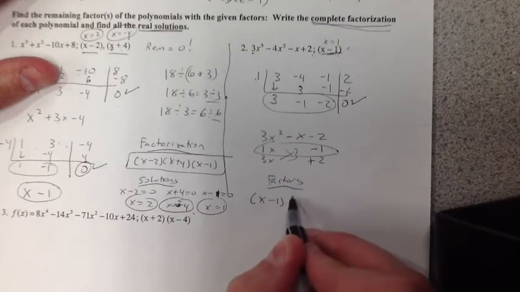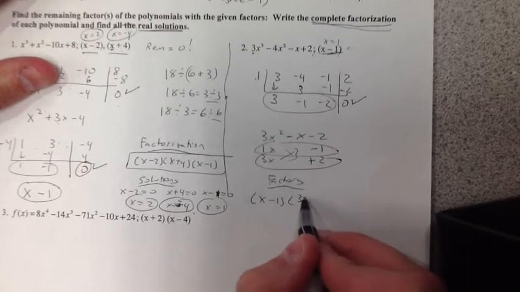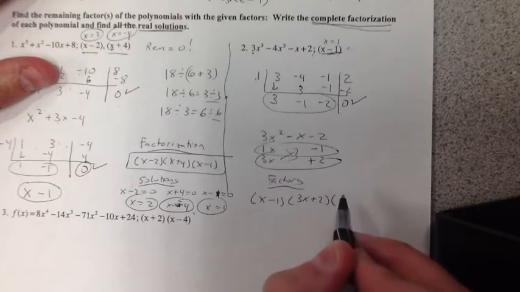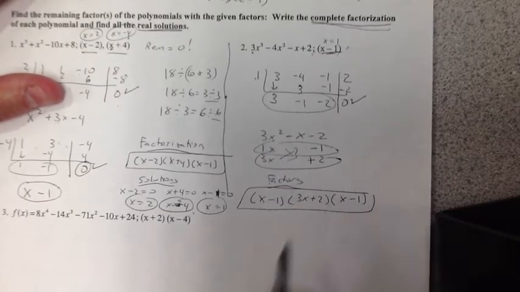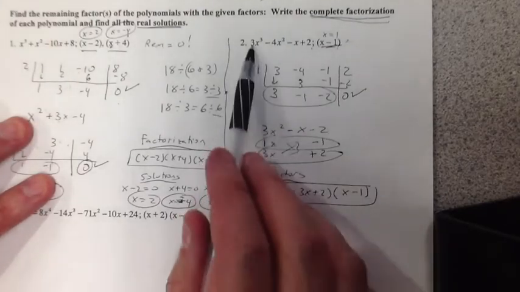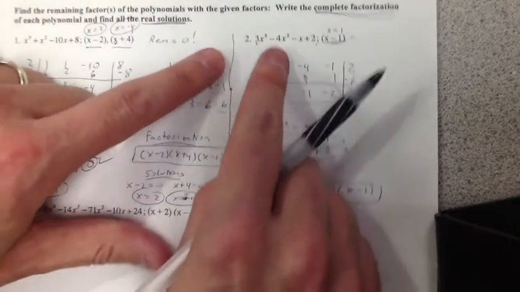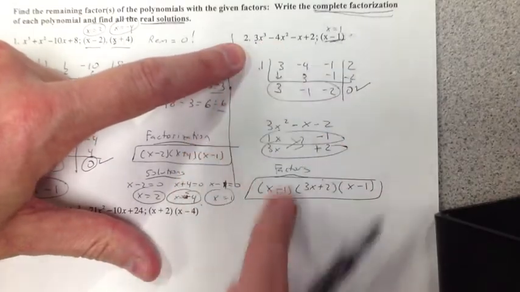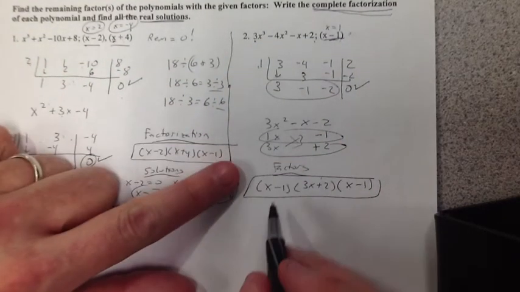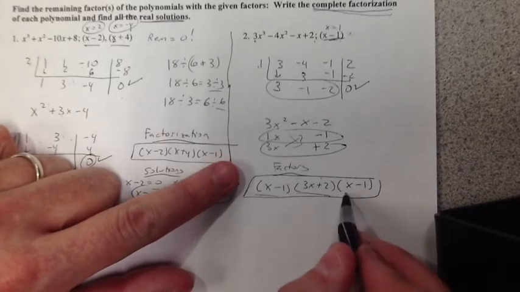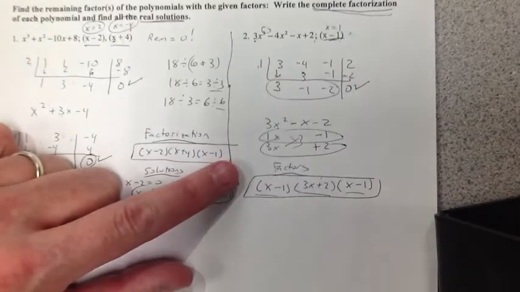x minus 1, 3x plus 2, and the one that they gave me, don't forget that x minus 1. And what's really cool, we just factored this cubic graph. It's kind of like factoring from algebra 1, except with 3 terms. Pretty cool, huh? Remember, I should expect to get 3 factors because that's my degree.